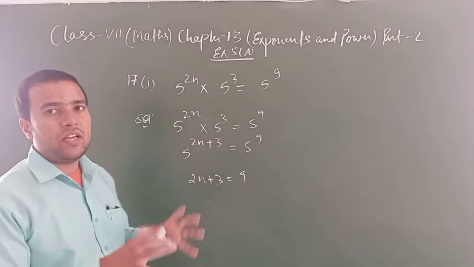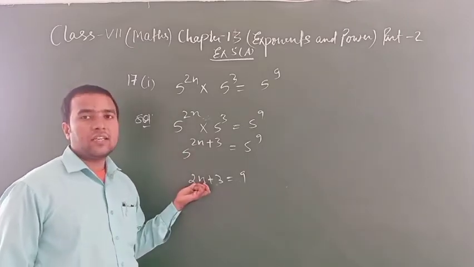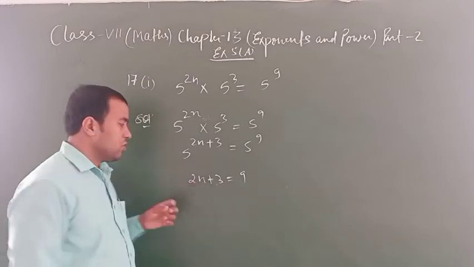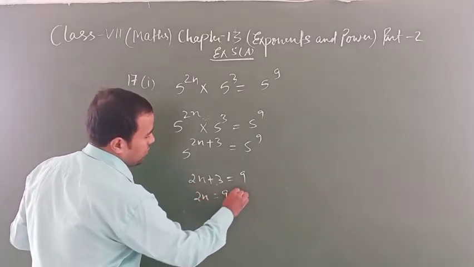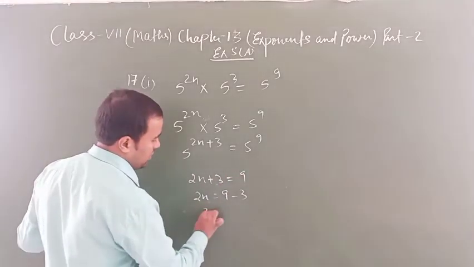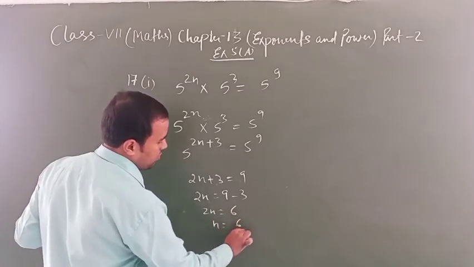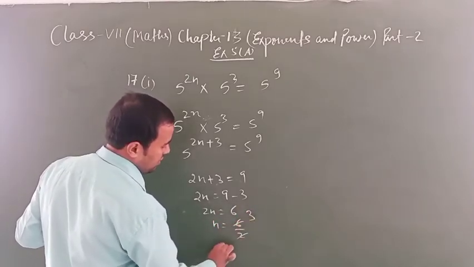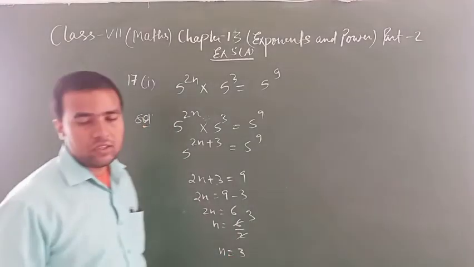We will compare this because in this question we are asked to find the value of the variable n. So 2n plus 3 equal to 9. So 2n equal to 9 minus 3. By transposition, plus 3 there, you will write 9 minus 3. 2n equal to 6. So n equal to 6 by 2. 2 3s are 6. n equal to 3, it is the answer.